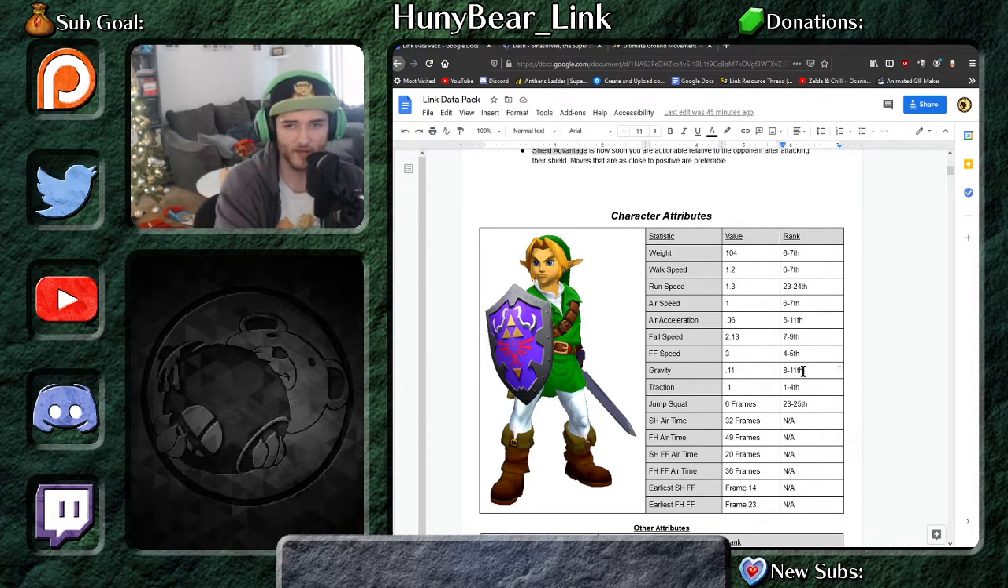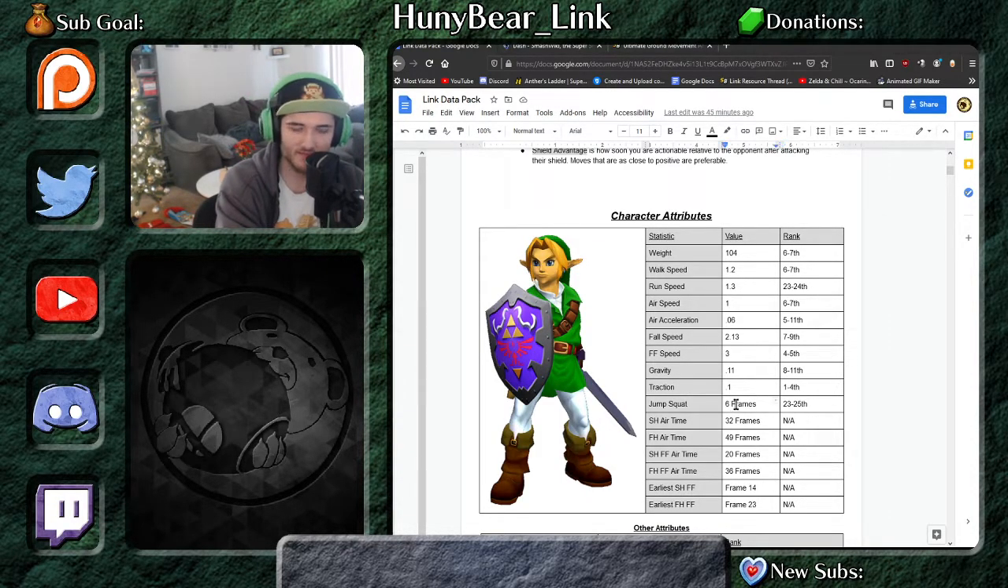We have things like his gravity, which is his fall acceleration. Average fall acceleration, which is actually good because you don't want to fall too fast, otherwise you're combo fodder. Which Link is not, despite popular opinion, unless you play Sheik or Captain Falcon. Traction, although that says he's number 1 for traction, that's actually a horrible thing to be because it makes his wave dash itty bitty bitty.